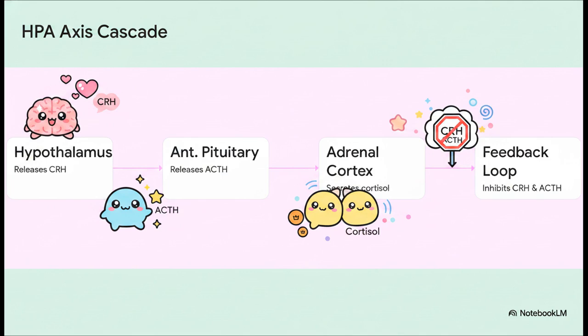First up, the hypothalamus releases corticotropin-releasing hormone, or CRH. This tells the anterior pituitary to secrete adrenocorticotropic hormone, ACTH. ACTH then travels down to the adrenal glands, specifically targeting the zona fasciculata of the adrenal cortex to synthesize and release cortisol. In a perfectly healthy state, that elevated circulating cortisol creates a negative feedback loop. It actually inhibits any further release of CRH and ACTH, which keeps everything in perfect physiological balance.